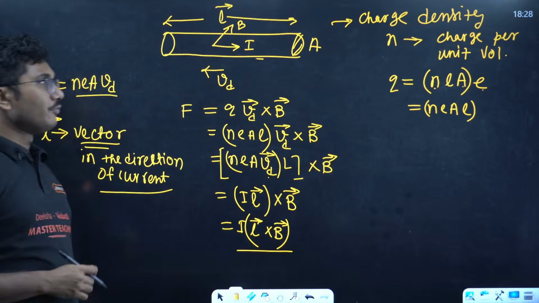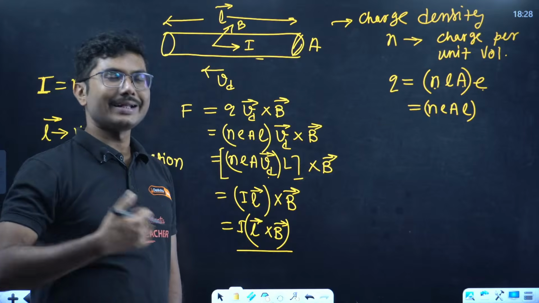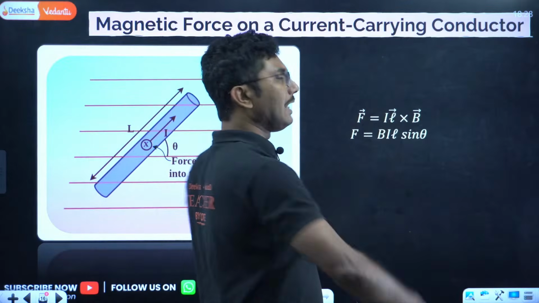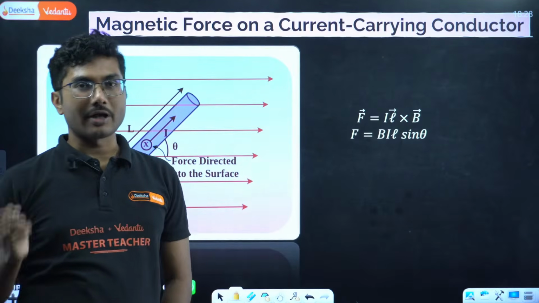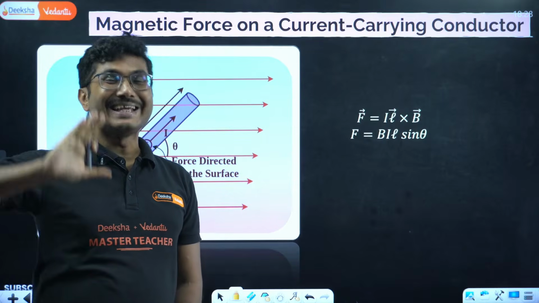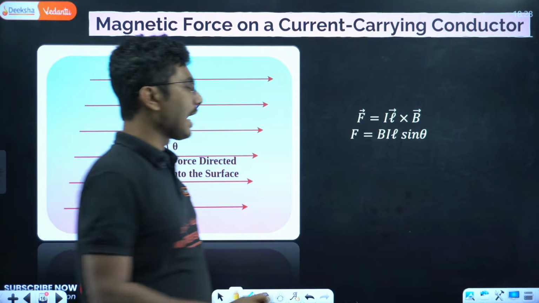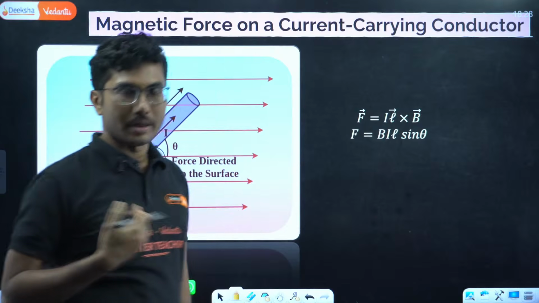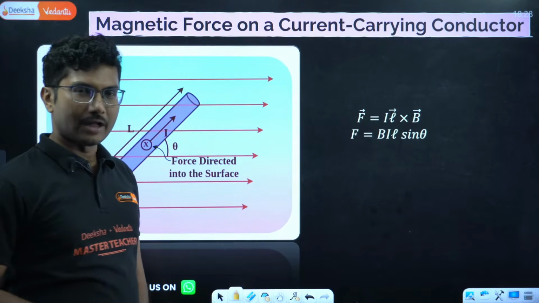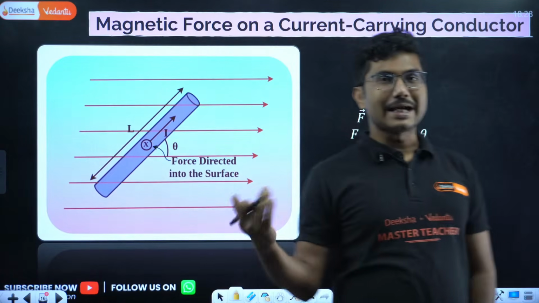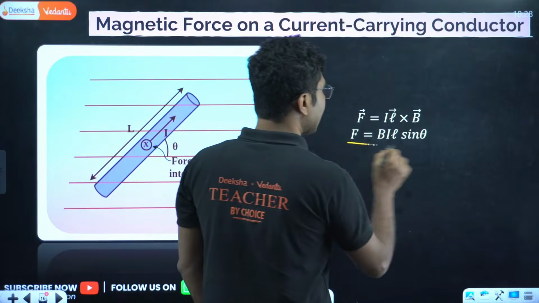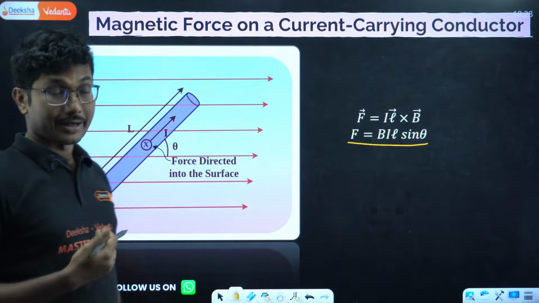So the force acting on a current carrying conductor is basically given by this simple formula, I L cross B. Do not confuse it with B cross L; it will always be L cross B. And if you write it in scalar form, which is more popular, it is B I L sin theta. If you remember, B I L sin theta. So this is the force that is acting on a current carrying conductor.